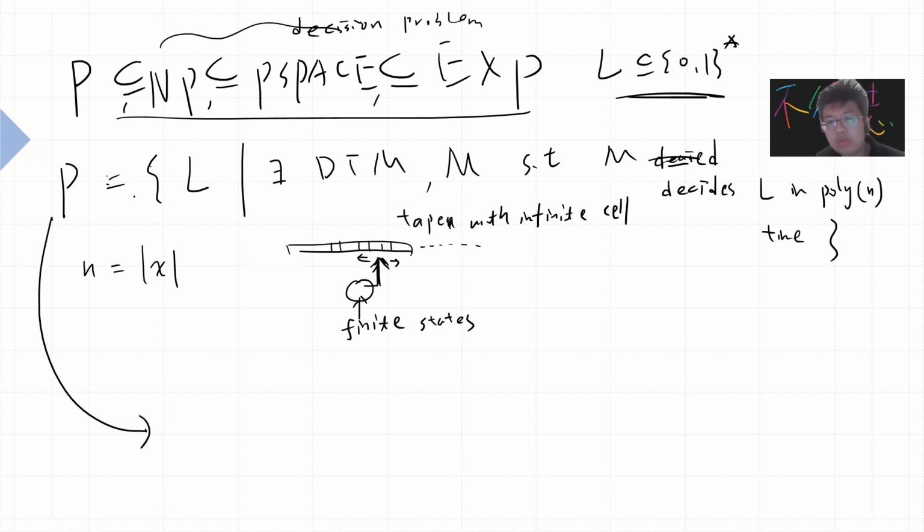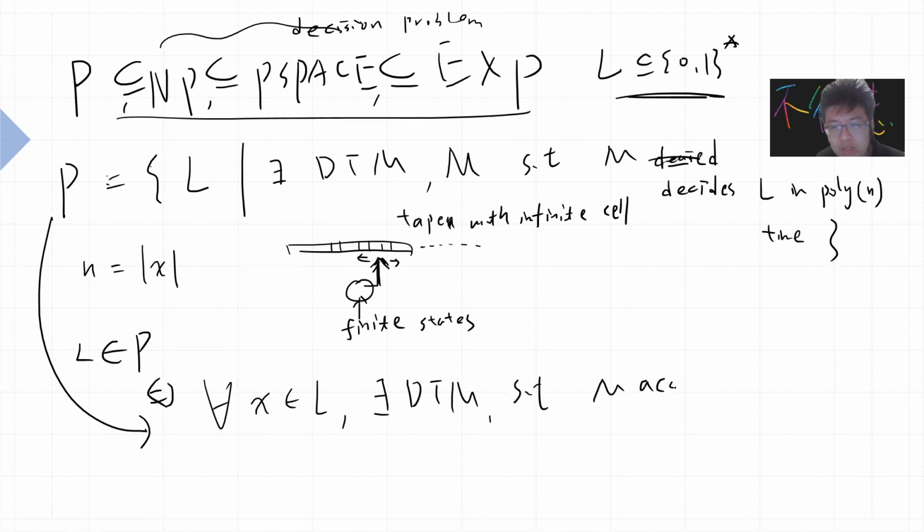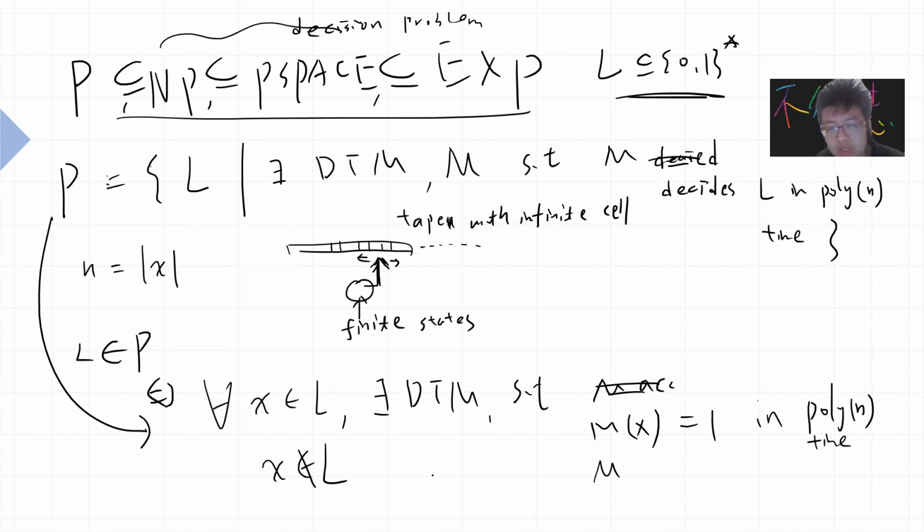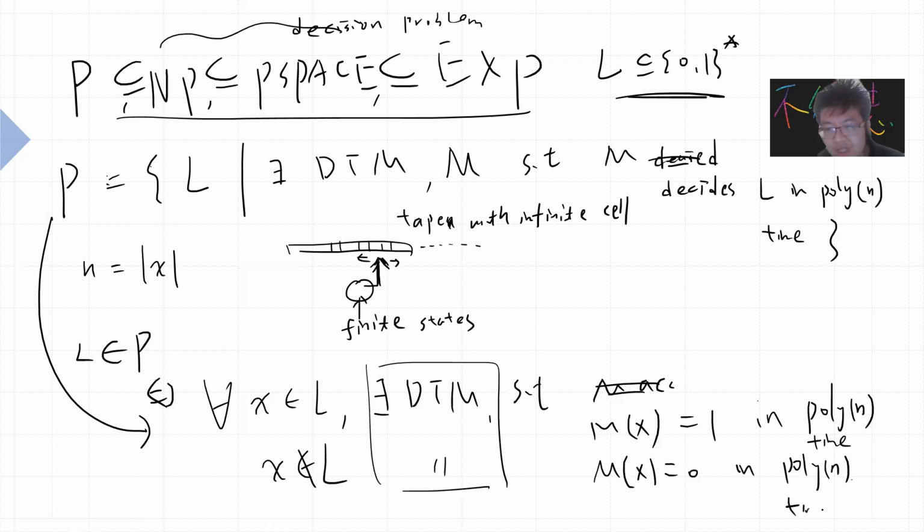Another way to write this more rigorously is that L belongs to P if and only if there is a deterministic Turing machine M such that for every x belonging to L, M of x outputs 1 in poly n time, and if x does not belong to L, then M outputs 0 in polynomial time. So given L, if x belongs to L, then the Turing machine should output 1 in polynomial time, and if x does not belong to L, then M should output 0 in polynomial time. Basically, you can solve this problem in polynomial time.